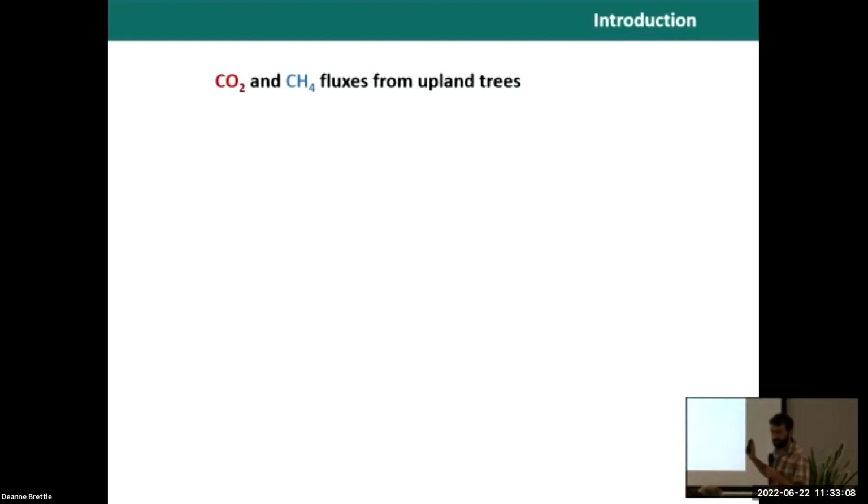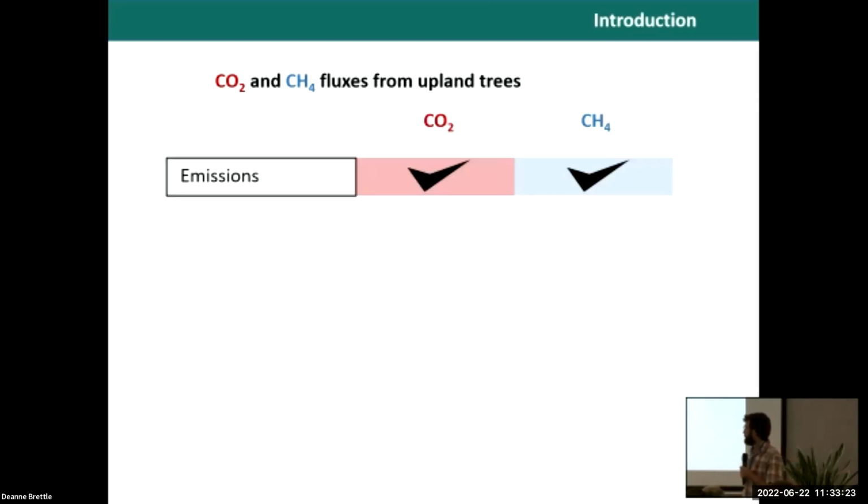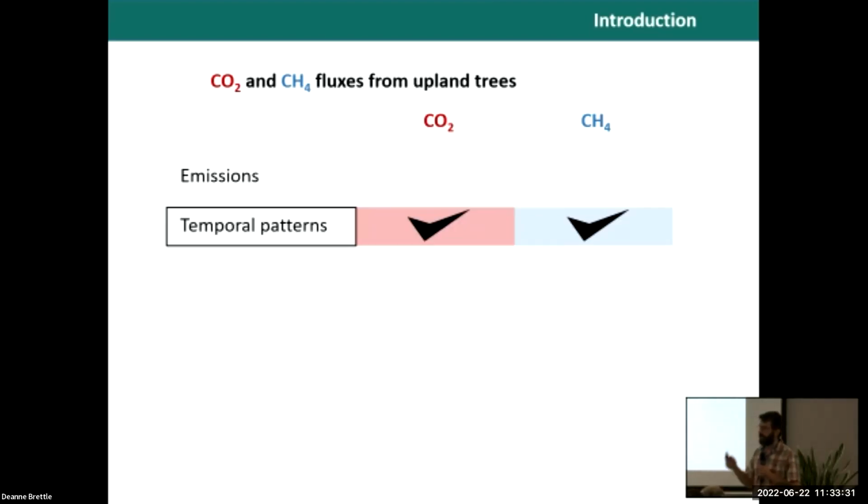So I'm going to talk about carbon dioxide and methane fluxes from upland forests. And when I say upland, it means places where the soil has enough oxygen, so no wetlands, no floodplains. And very basically, we know that tree stems can emit carbon dioxide and can emit methane. We know that both gases show temporal patterns. That's very clear for carbon dioxide, with emissions increasing during the growing season and then decreasing after that. And there are a few studies that also report temporal patterns of methane stem fluxes.